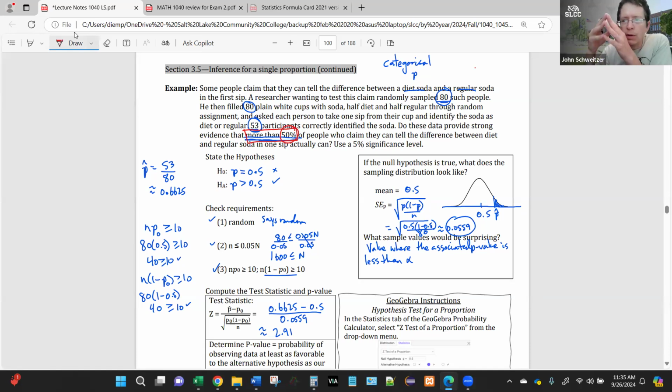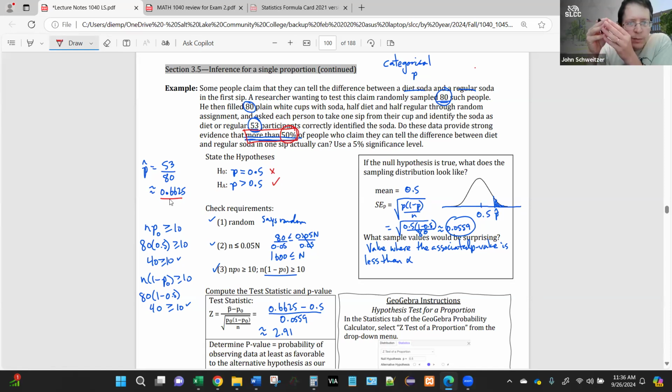You did that in chapter 2, you've done it in chapter 3 now. So we calculate our p hat. We're at 66%, got it right. Is that evidence in favor of the alternative? Well, yeah, it's not 50%. It is indeed more than 50%. But is it enough to be convincing?